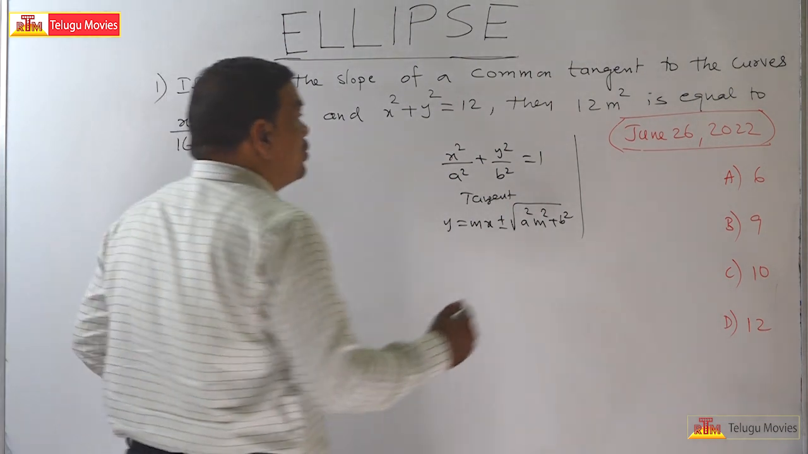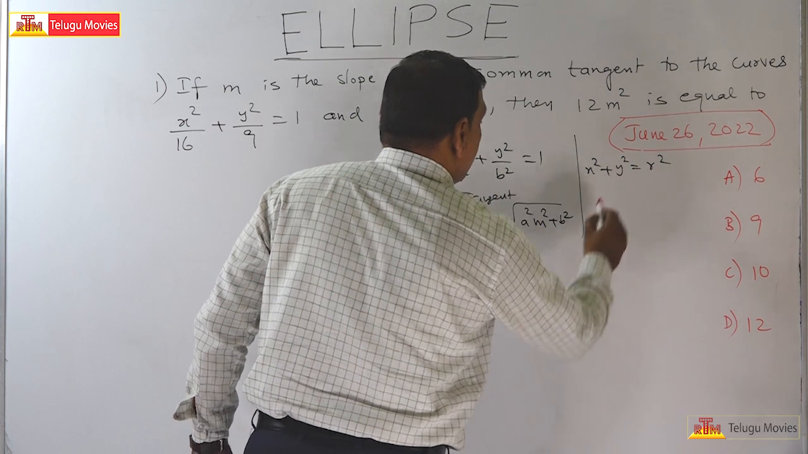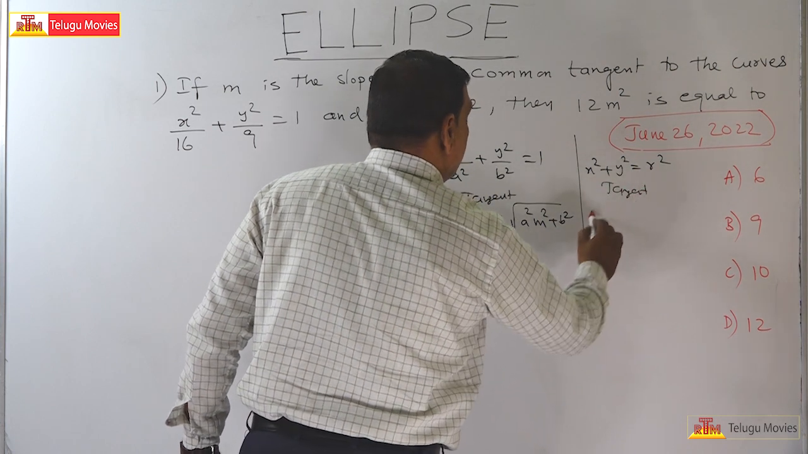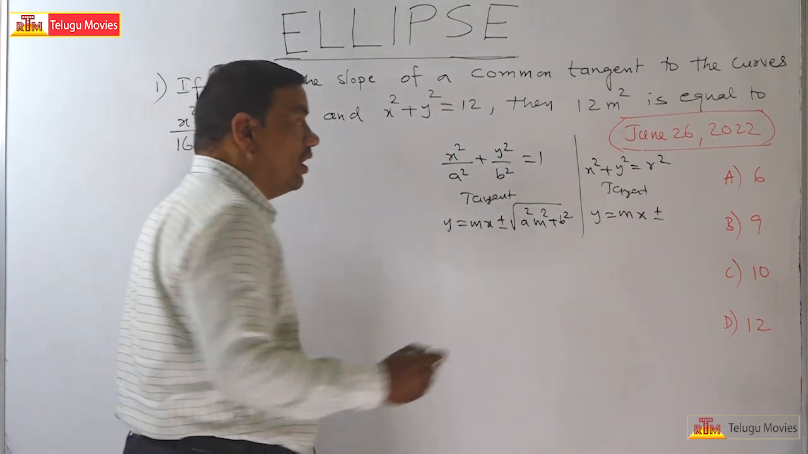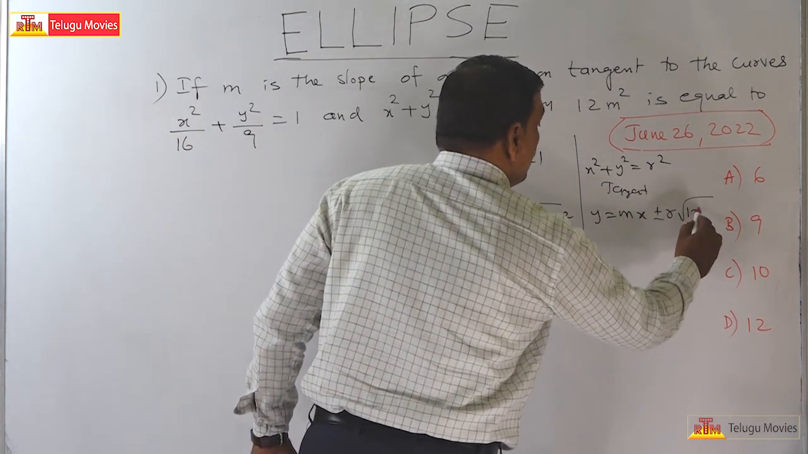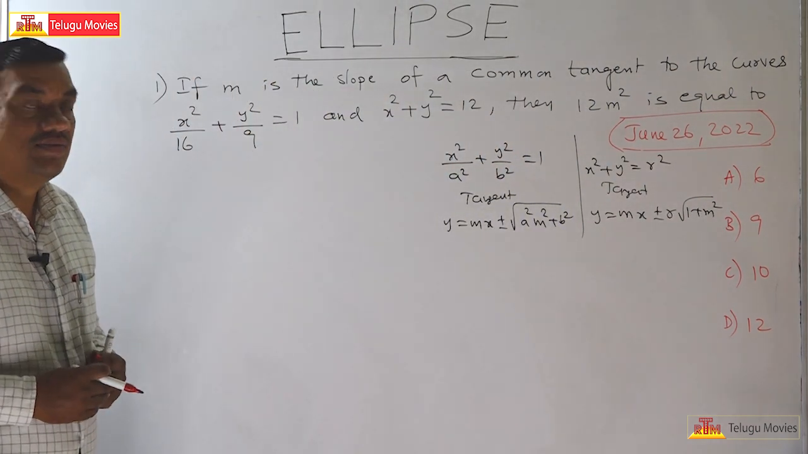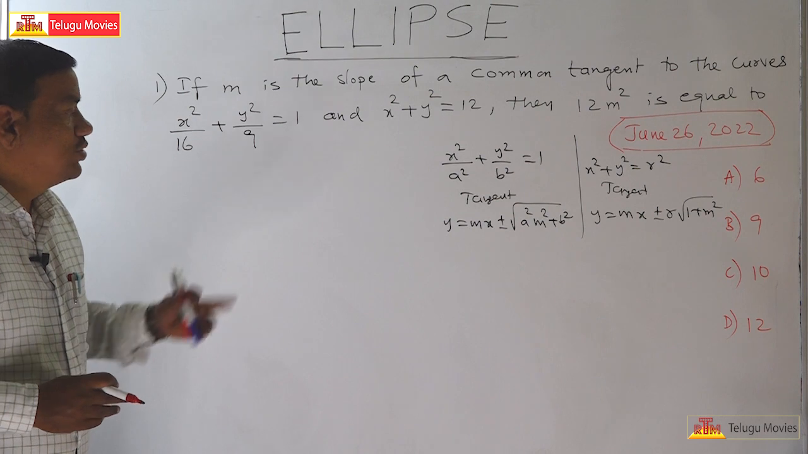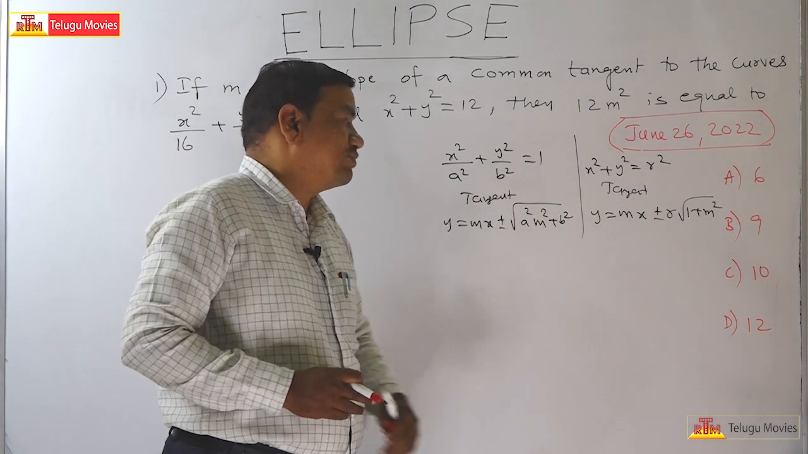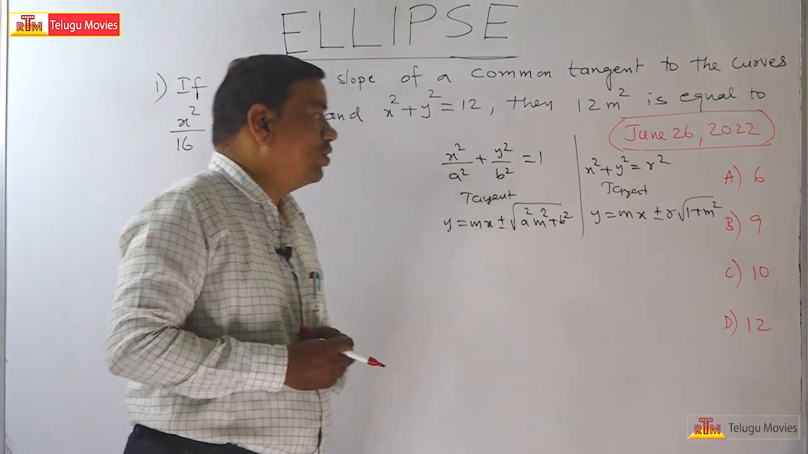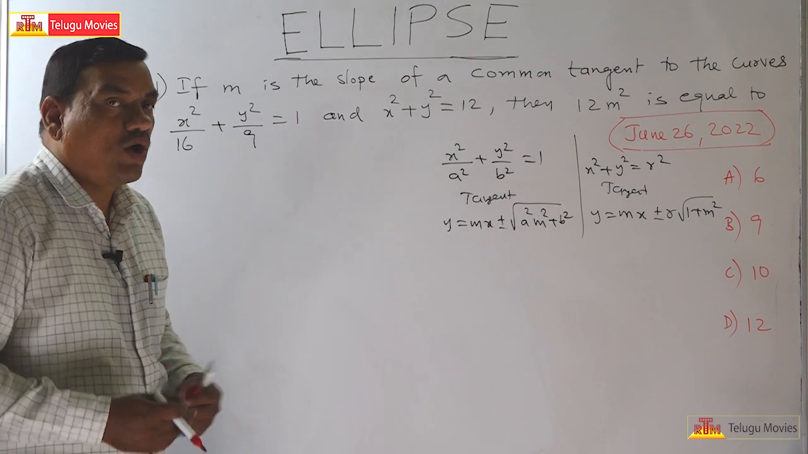If the equation of the circle is x square plus y square is equal to r square, then the equation of the tangent is y is equal to mx plus or minus r times root of 1 plus m square. So, these are the conditions for the tangents. Here for the ellipse, c is equal to root of a square m square plus b square, and for the circle, c is equal to r times root of 1 plus m square. If you know these two concepts, the problem is very easy.